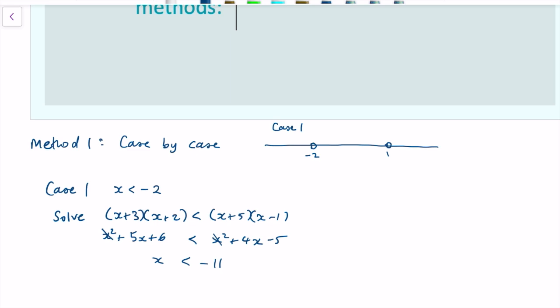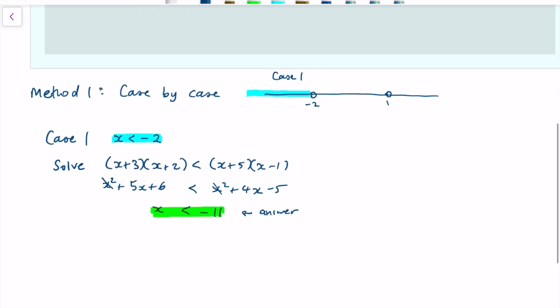minus 11. Now, when you solve an inequality like this using case by case, the original restriction is saying we're only considering x values here, and then the solution itself is further restricting. So if x is less than minus 2, to solve this problem it actually needs to be less than minus 11. So that there is the answer for this case.